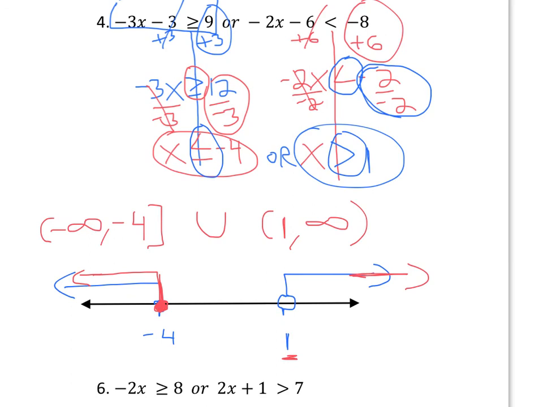All right, so that is an example of compound inequalities when you have the word or. When you graph at the end, one goes to the left, the other direction goes all the way to the right.